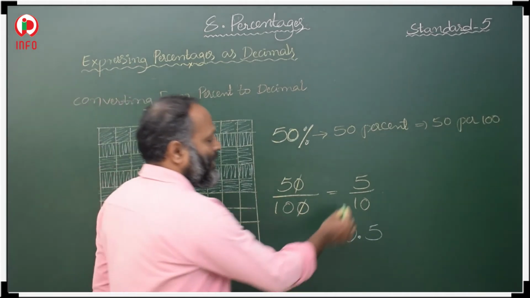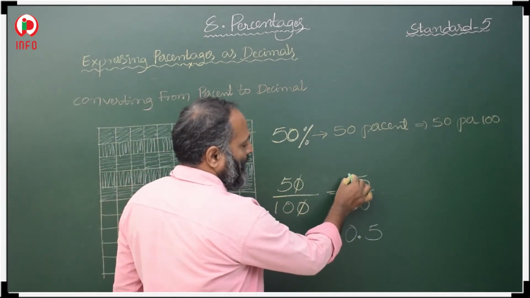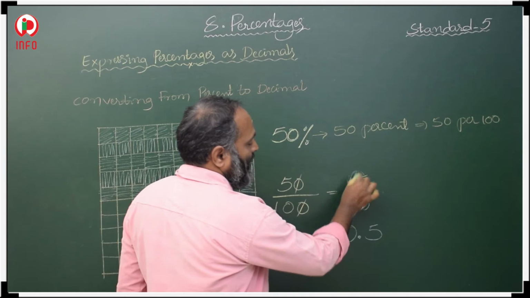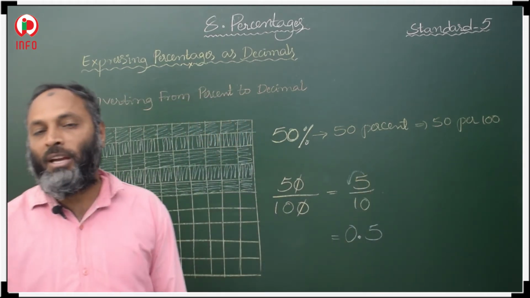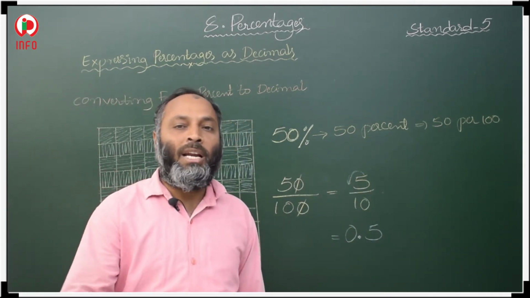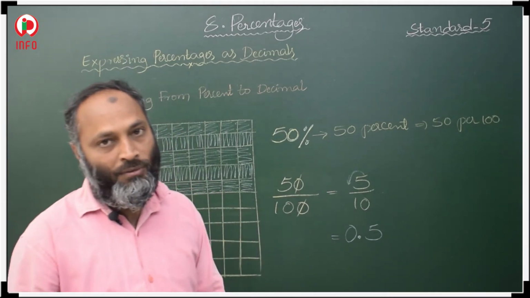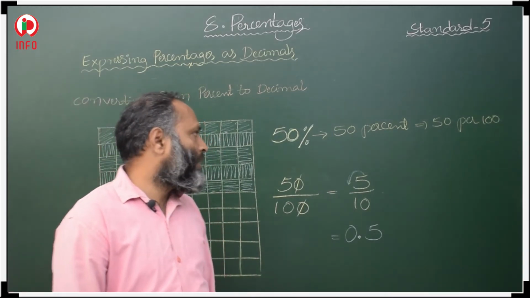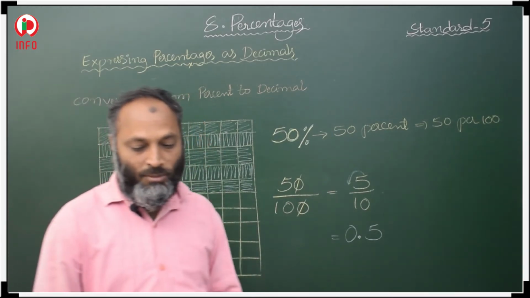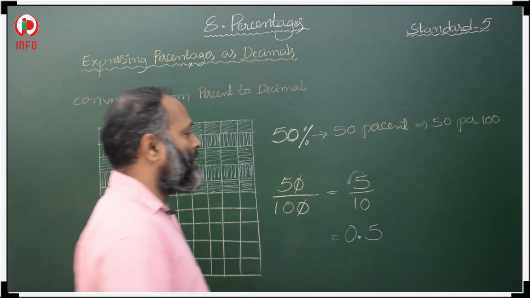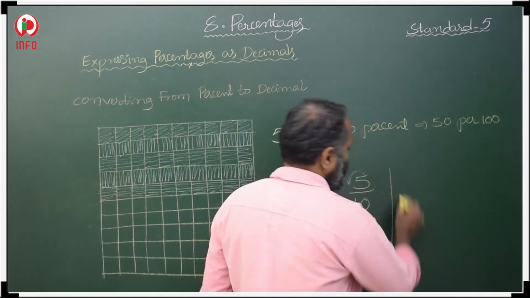So when 10 is there, after one digit we have to keep a decimal, from right to left. This is the method to convert percentage into decimal. So here is an easy way, and one more easy way is there. So how to convert?